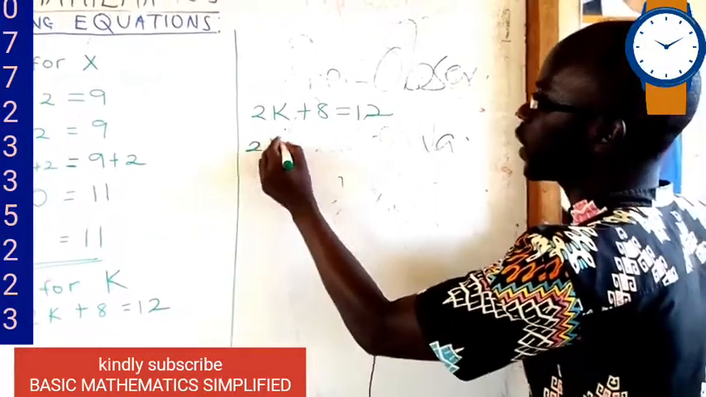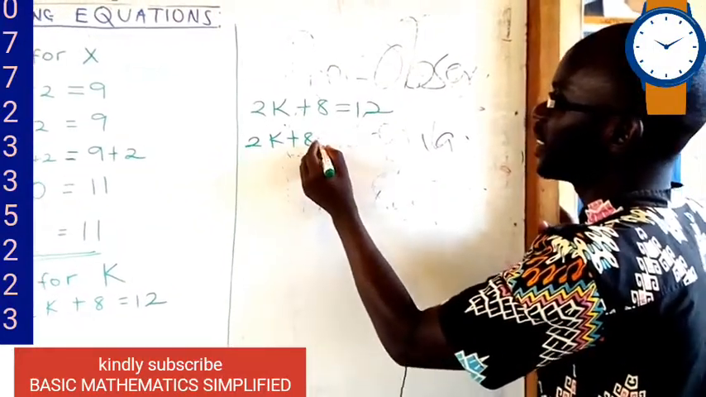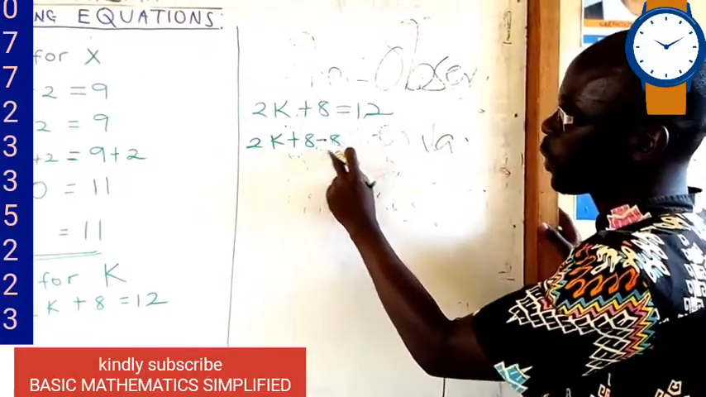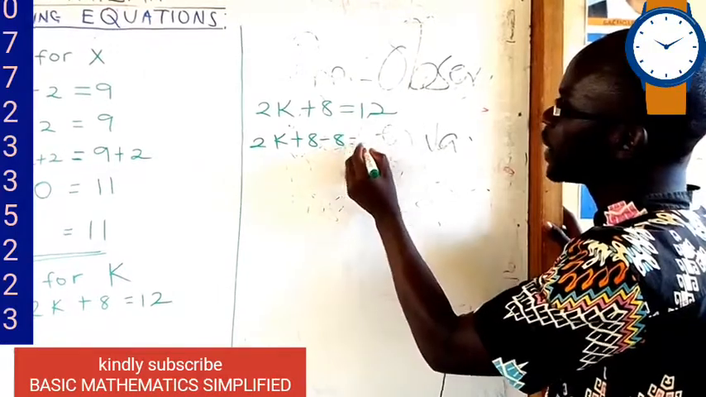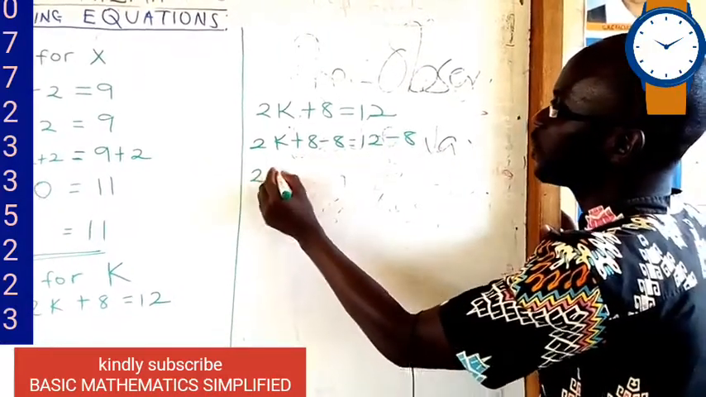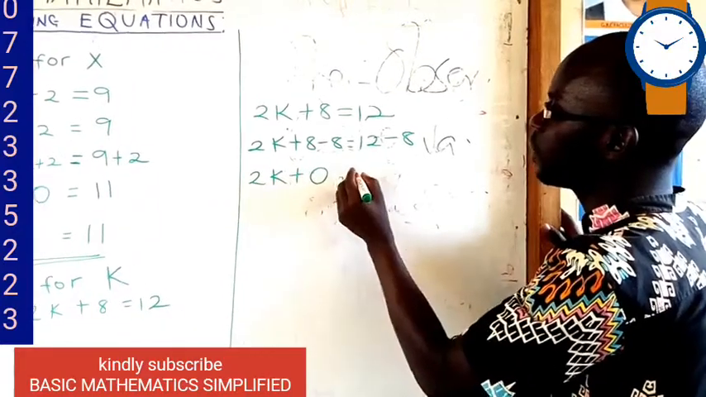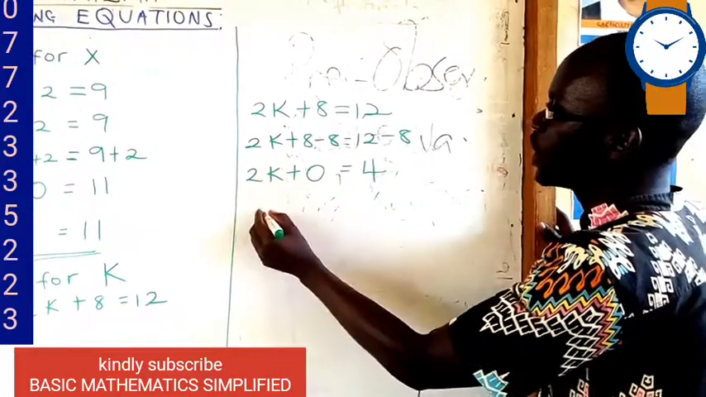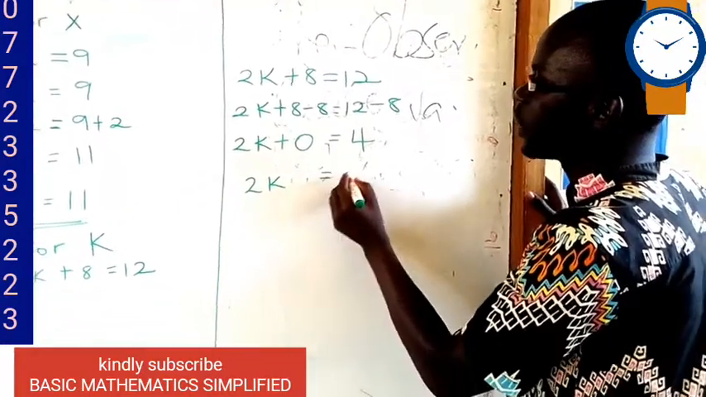So we'll say 2k plus 8 minus 8. Additive inverse. This is a positive, so here we add a negative to make it become 0. So this is 12 minus 8. So this is 2k plus 0 equals, what is 12 minus 8? It gives you 4. So you have 2k giving you 4.